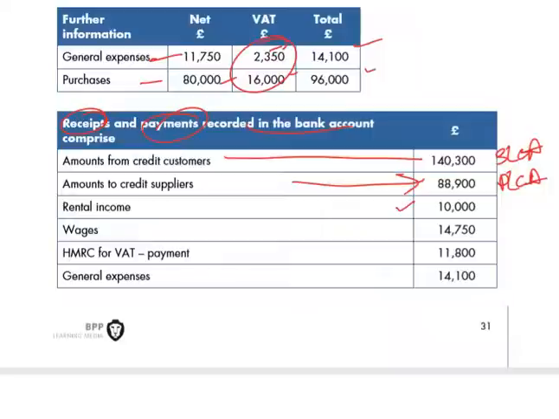Both of these make it down. Rental income, some more income. Wages, money going out. HMRC for VAT payment paid. It's actually paid to HMRC, VAT. General expenses paid that much. Okay, how much money is in here? Rental income is money in, and credit sales, we got money from them, money in. Rest is money out.